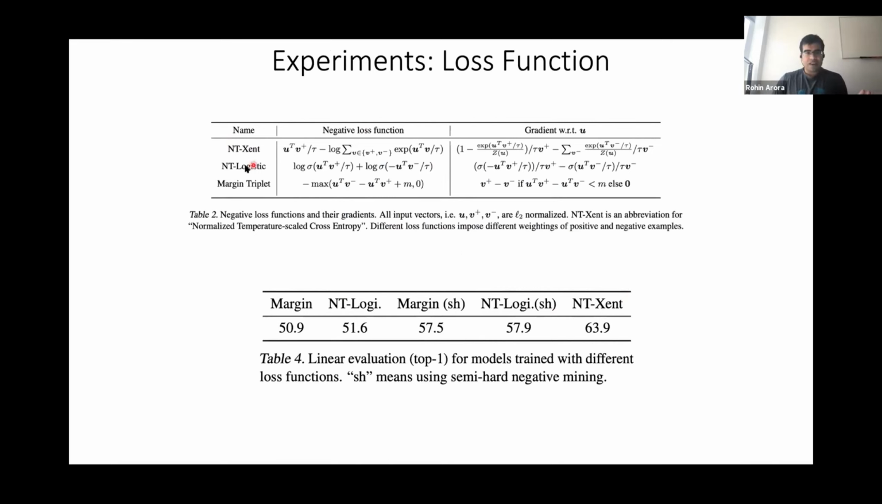And if any of you have read the word2vec paper, NT logistic was the loss function used in word2vec. Word2vec is another classic paper that basically brought this kind of random sampling of softmax into the picture. Another seminal paper. That paper used NT logistic, and NT logistic worked okay for them, but NT-Xent worked even better for SimCLR. And maybe it might be worth revisiting: what if we keep NT-Xent in word2vec and see how the performance is now?